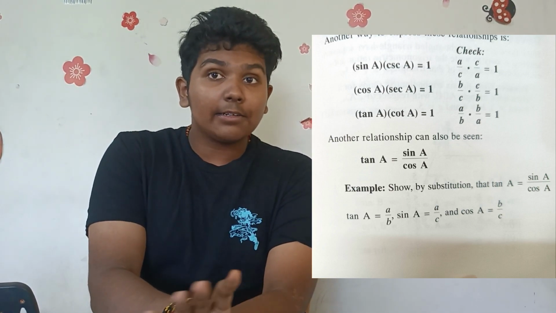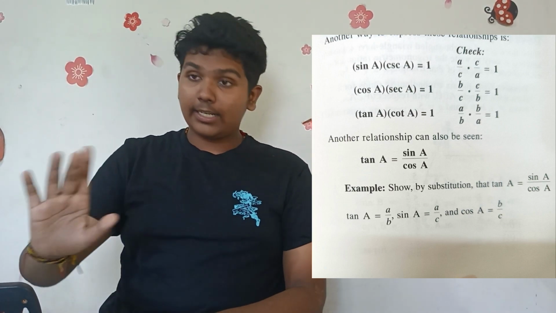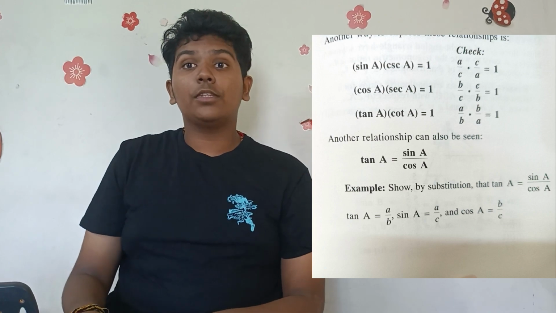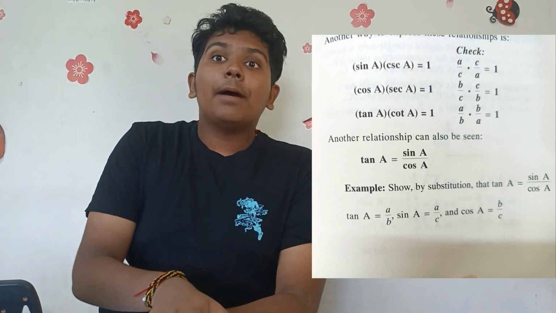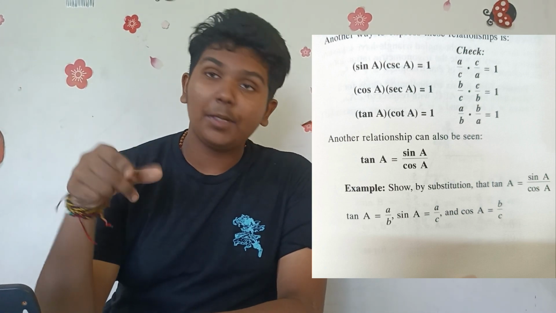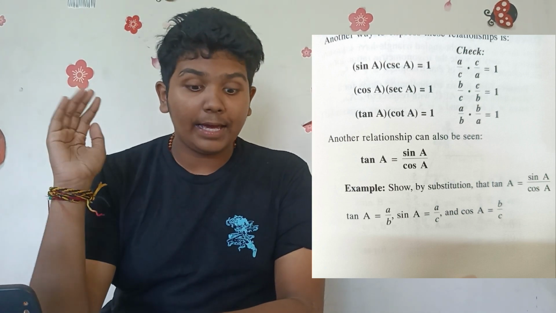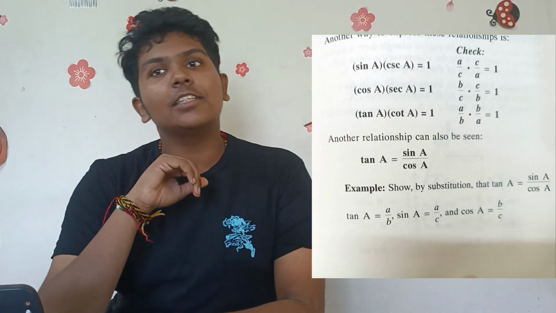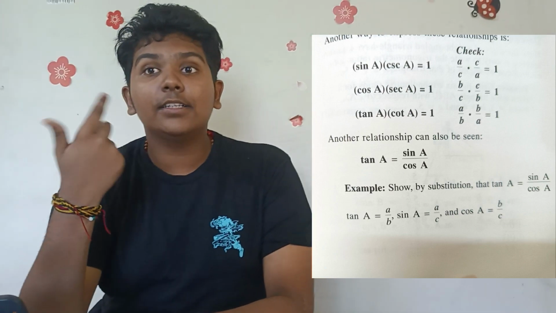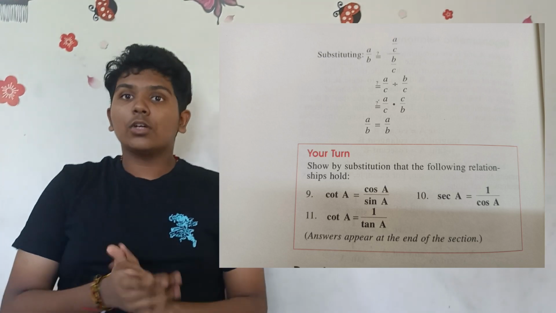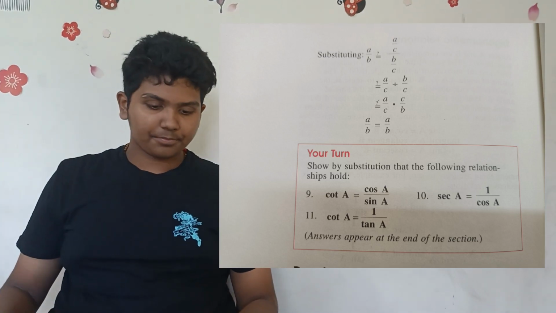We got tan A is equal to sin A by cos A, right? How will you substitute them? A by B is equal to A by C divided by B by C. So it will be A by C into C by B. Can't we just cut the C's? Cut the C's, you get A by B. So A by B is equal to A by B, which is tan A equal to tan A. So you already proved it.